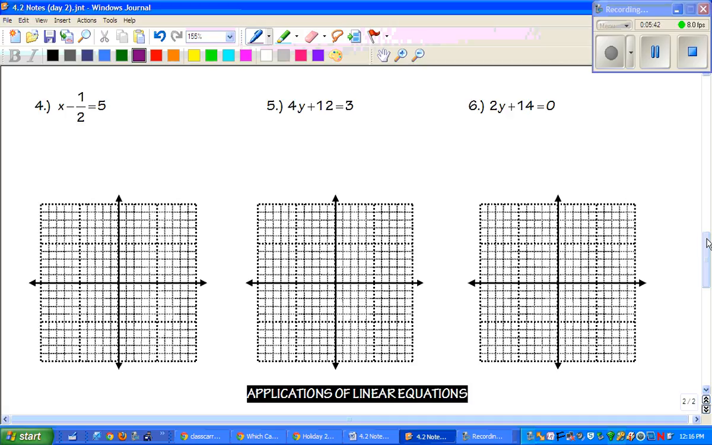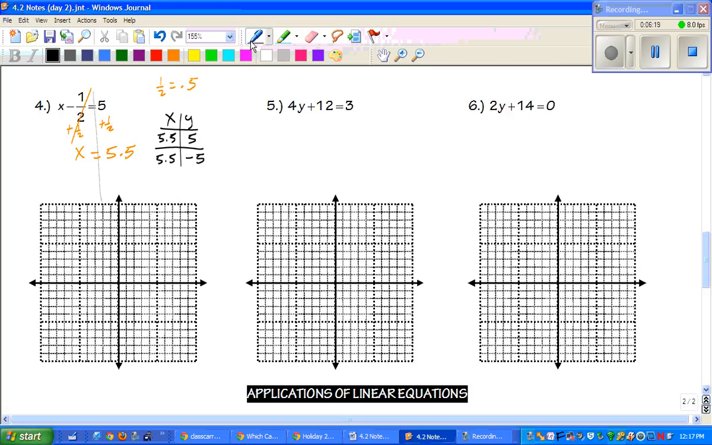Okay, 4, 5, and 6. Let's do 2 of these together, and then the last one's going to be on your own. So we have to solve for x. We're going to add 1/2 plus 1/2. X equals, well, 5 plus 1/2. If we think about that, 1/2 is the same as 0.5. So that would be 5.5. And if we need 2 points, we know x is 5.5.